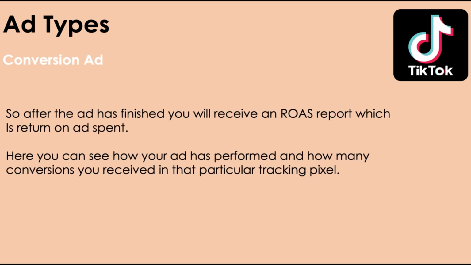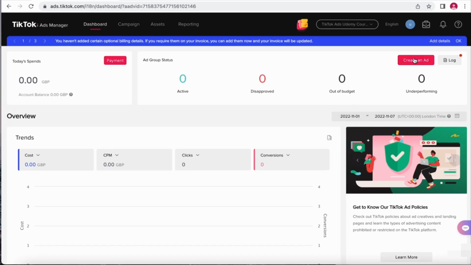So guys, you're basically recording and monitoring actions people take on your website or on your app. And after the ad has finished, you will receive an ROAS report, which is a return on ad spend. Here you can see how your ad has performed and how many conversions you received in that particular tracking pixel. Okay then, so let's get into it.